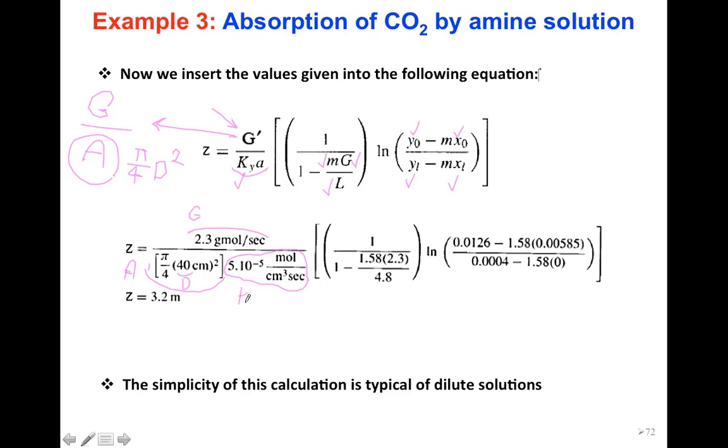This is your mass transfer coefficient times a all together. m we just found. G we have, L we have. We have all the information that we need here. We just plug them in. If you do so, you will find the height of the column is 3.2 meters. This is how you will calculate the height of the column here.